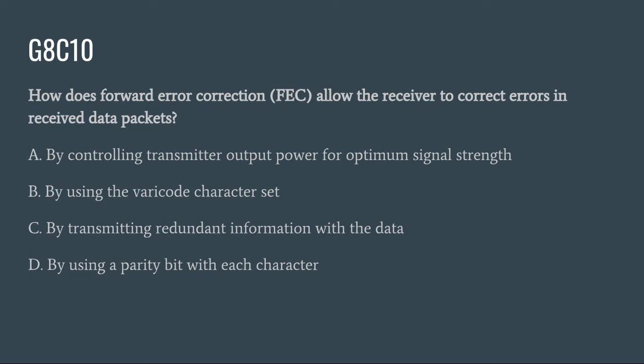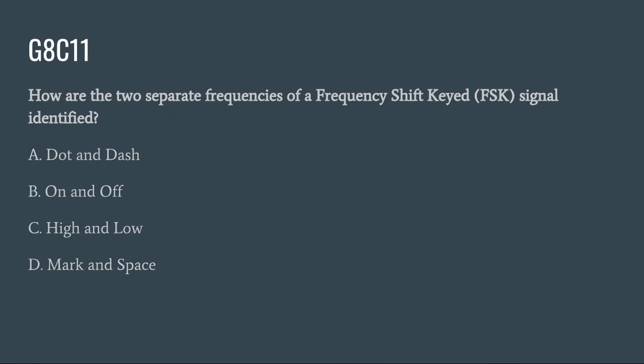G8C10. How does forward error correction allow the receiver to correct errors in received data packets? A. By controlling transmitter output power for optimal signal strength. B. By using the varicode character set. C. By transmitting redundant information with the data. Or D. By using a parity bit with each character. Correct answer C, by transmitting redundant information with the data.